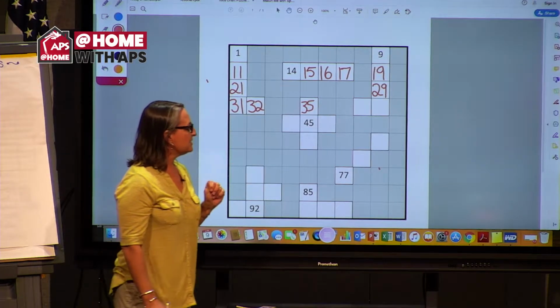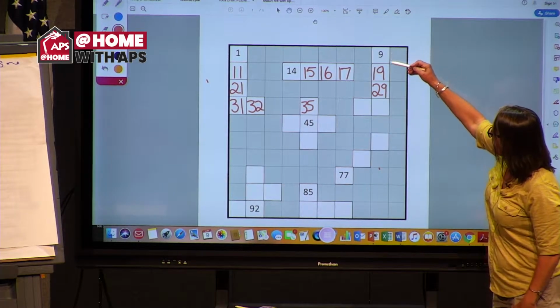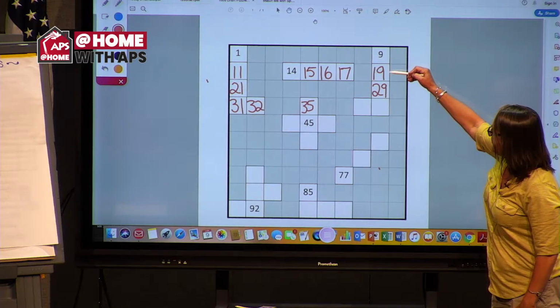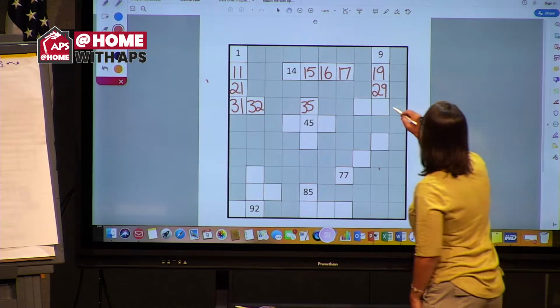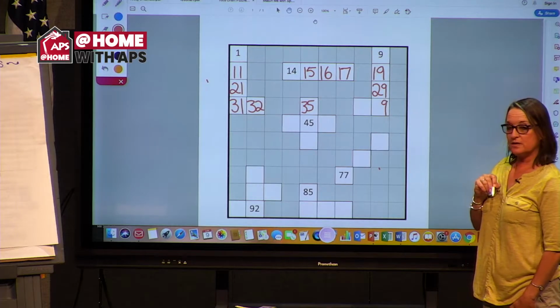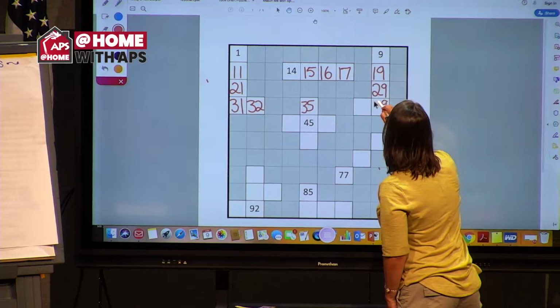Nice job. So we can use the same pattern over here, right? What do you notice about these numbers coming down from 9? The second digit after 9 of each number is a 9. So I think this number is going to end in a 9. What number will it be? We're in the 30s family, right? So it must be 39.